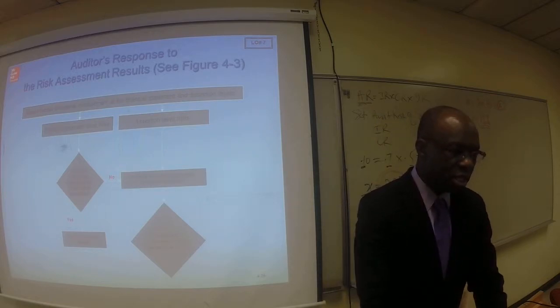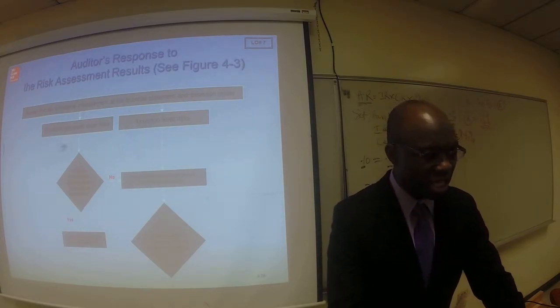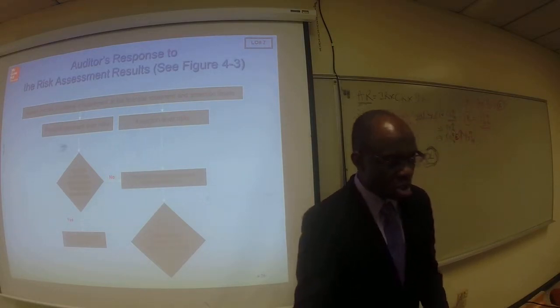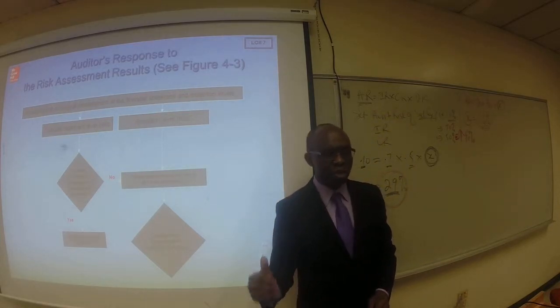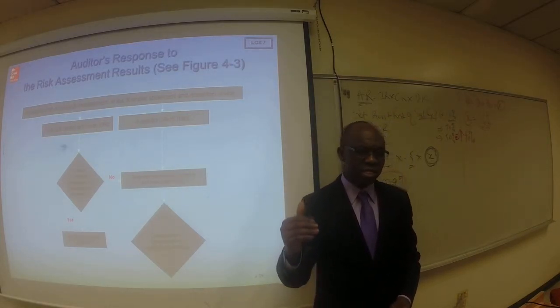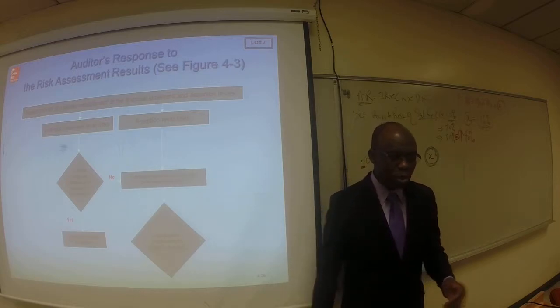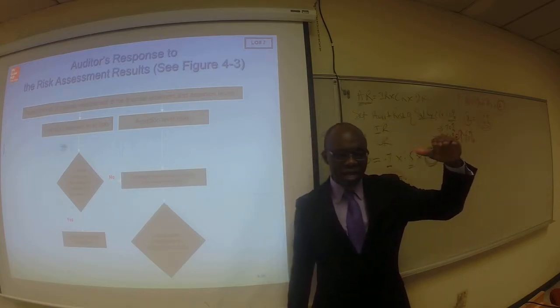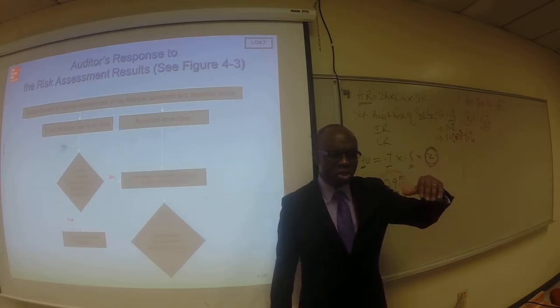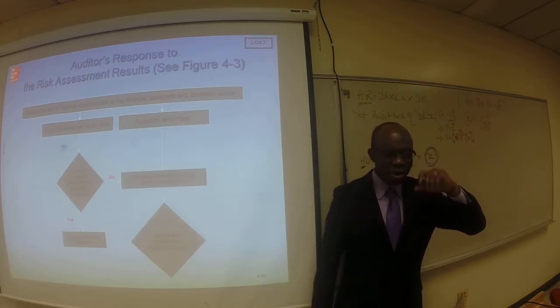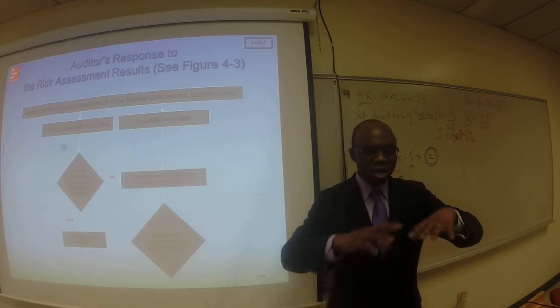Now, let's take a look at the auditor's response to the risk assessment result. So the auditor assesses the risk of material misstatement at the financial statement and assertion levels. On the financial statement level, the question is, do these risks relate pervasively to the financial statements?